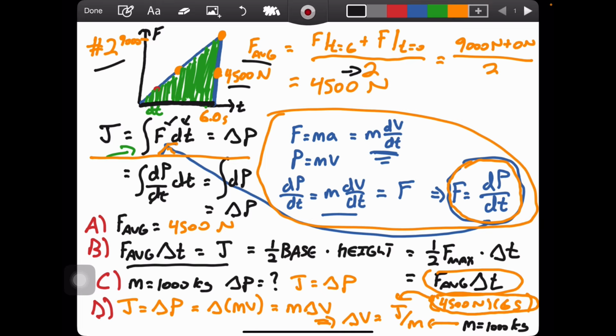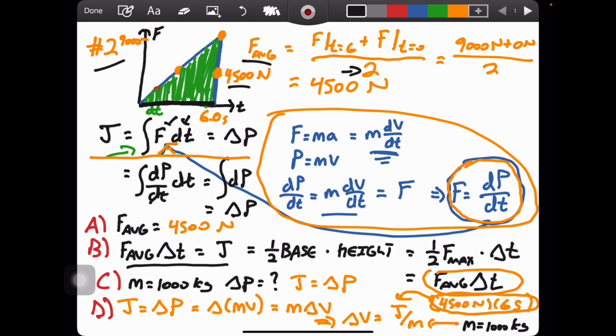Impulse is J, okay? Impulse is not I. Impulse is J. It's the integral of a force over time, but you can express this as the change in momentum of an object as well, because you can express force in terms of momentum. More specifically, force is mass times acceleration, but acceleration is the time rate of change of velocity. And so if momentum is mass times velocity, then mass times the time rate of change of velocity is the time rate of change in momentum. So force can be expressed as the time rate of change in momentum.